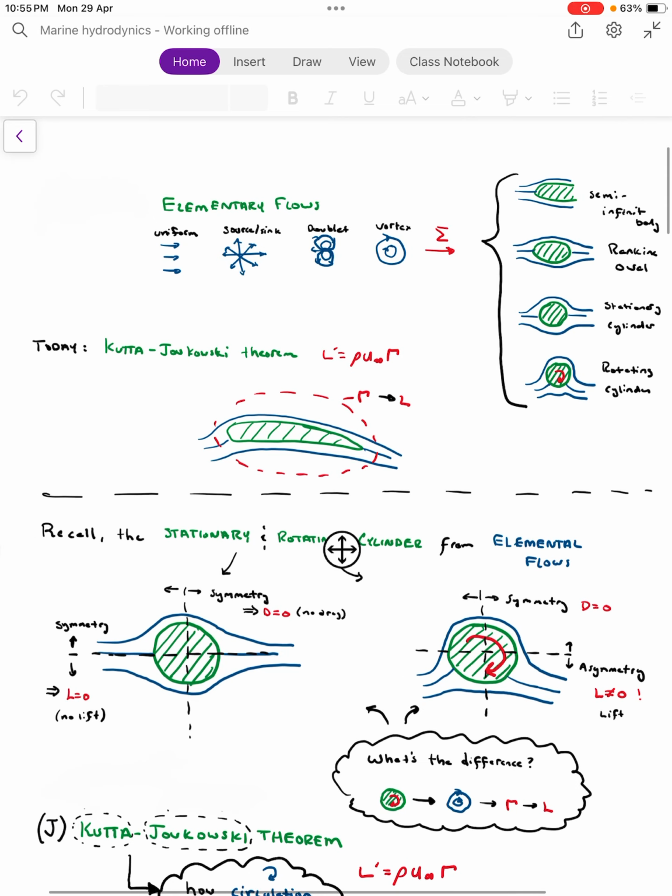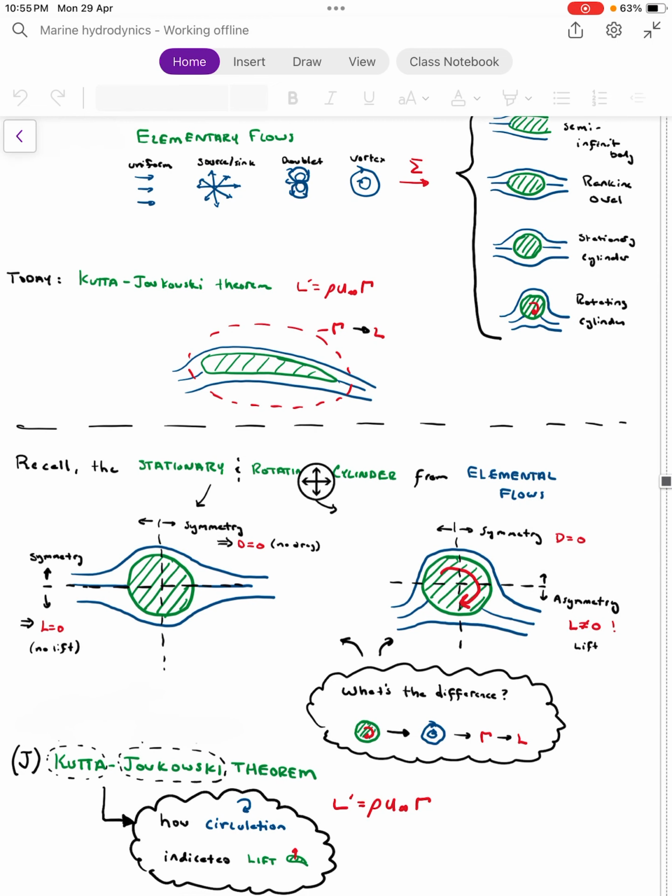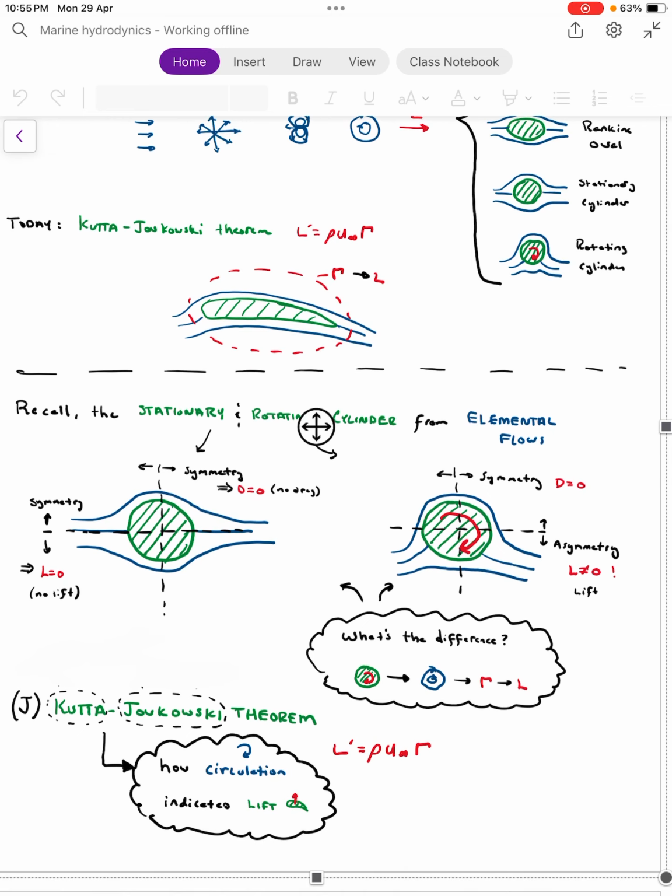So today we will derive and learn what the Kutta-Joukowski theorem is. Basically, we will be calculating the lift force on a body due to rotation.